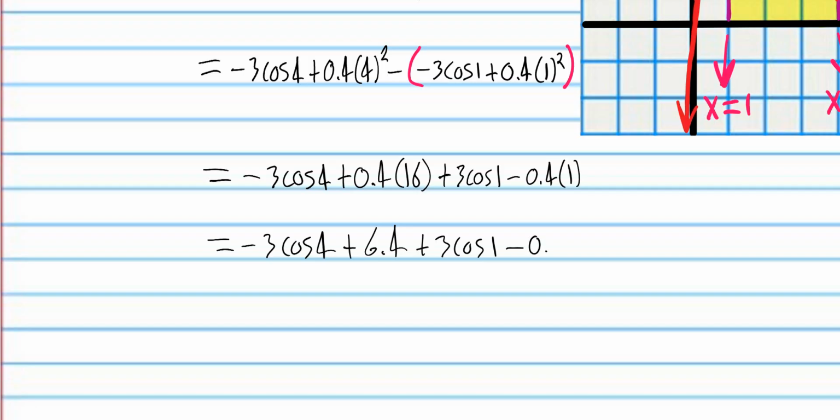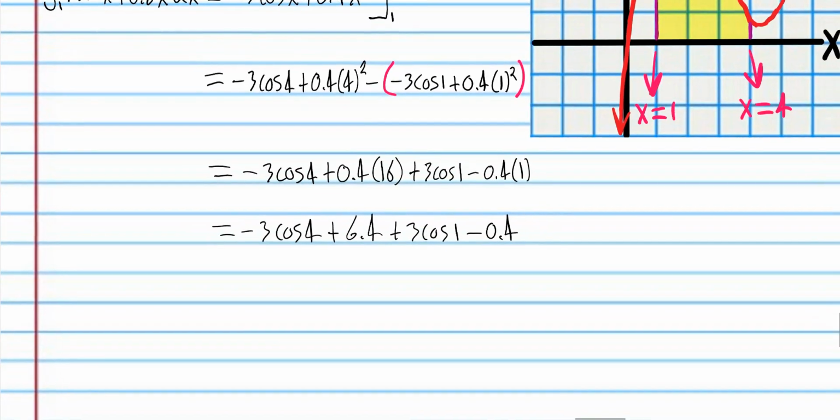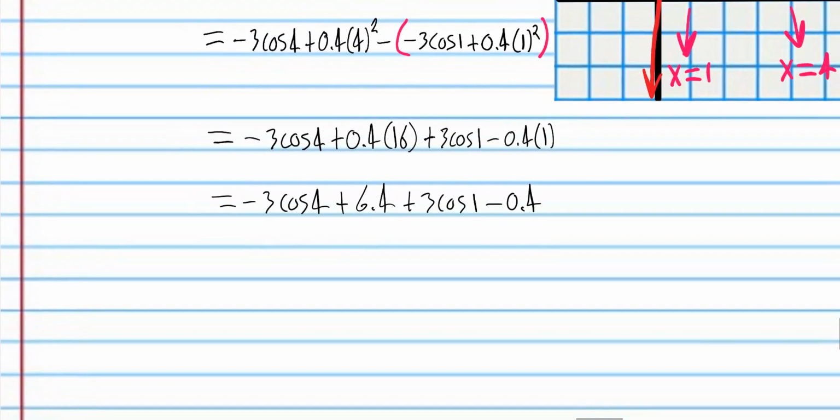And please make sure that your calculator is in radian mode. If you're using a TI-84 Plus, go to the mode button at the upper left, and go down and make sure that radian is highlighted. Push the blue second button and then the mode button again to quit out of that. So we can go ahead and combine the 6.4 and the negative 0.4, and we just get 6.